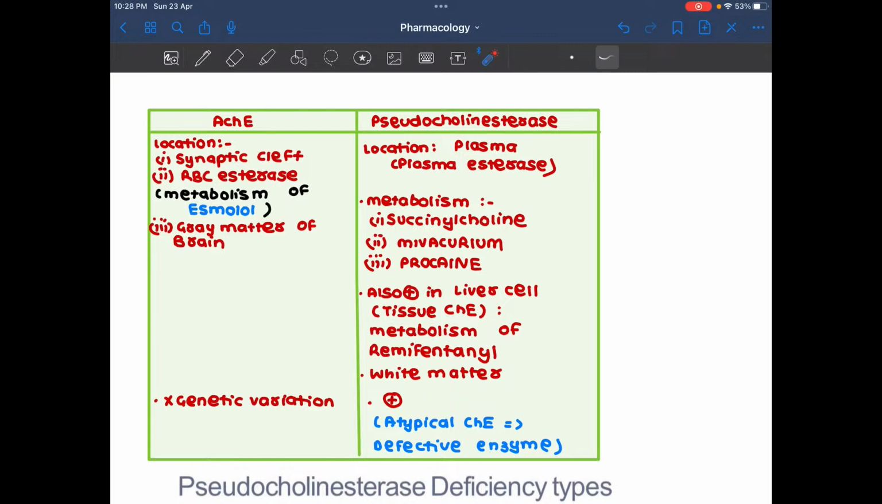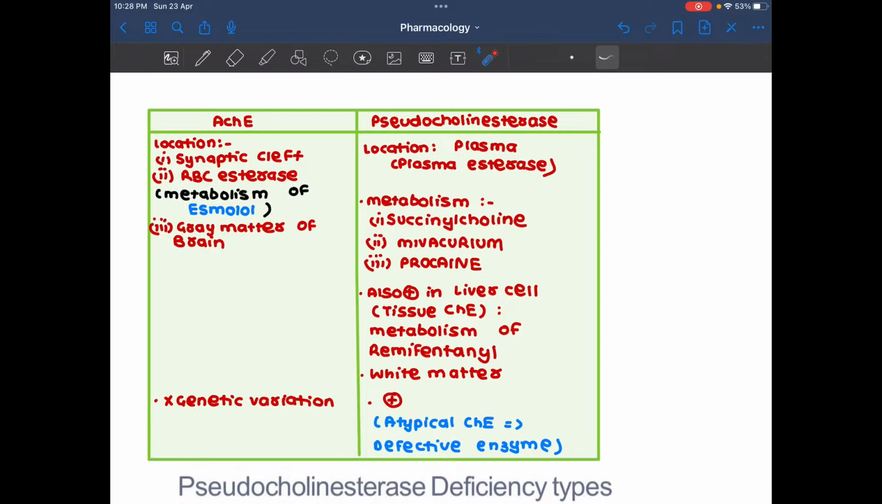Okay. What about the pseudocholine esterase? The main primary location of this pseudocholine esterase is in the plasma, and it goes by the name of plasma esterase. The second region where it is present is in the tissues, and mainly in the liver cells, and that's known as tissue choline esterase. So we have plasma esterase and then the tissue choline esterase. Okay. Now the pseudocholine esterase is the one which is going to serve as your main thing that's going to metabolize other drugs that you're administering. For example, succinylcholine. Succinylcholine is a skeletal muscle relaxant that we use. Okay. So what is this succinylcholine? It's basically like you have joined two acetylcholines together.